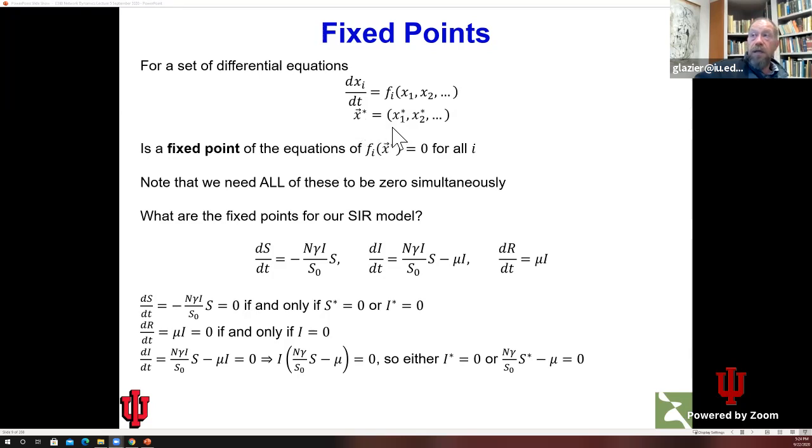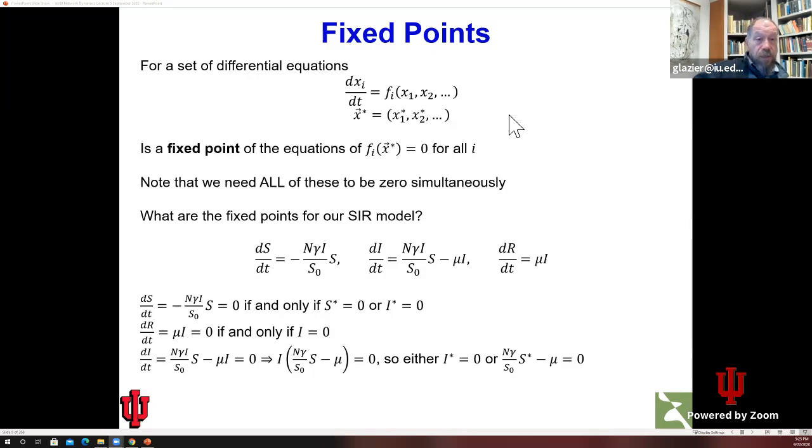A fixed point, which is usually denoted with a star, and here it's denoted as a vector, although we could write them separately, is a set of values of our variables, x1 star, x2 star, x3 star. In our case, for our SIR model, it would be S star, I star, R star, for which all of the time derivatives are 0. That is, if we start out with a value S star, I star, R star, our equations have 0 on the right-hand side. That is, they stay fixed. So the values stay constant. So these are steady state values. And we need them all to be 0, all the derivatives to be 0 simultaneously.